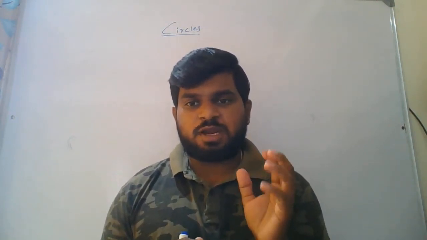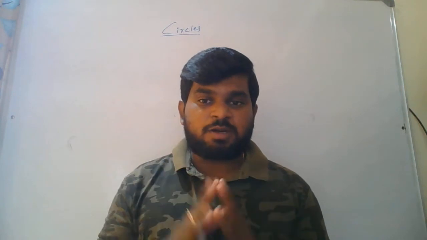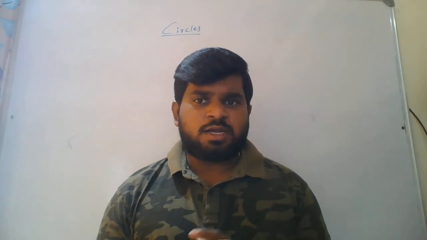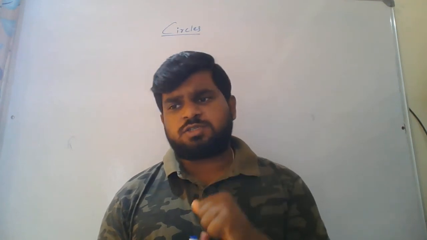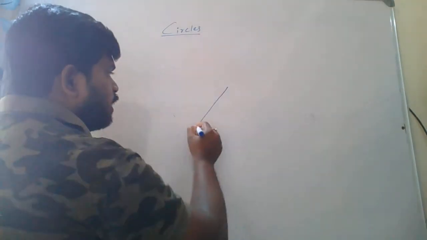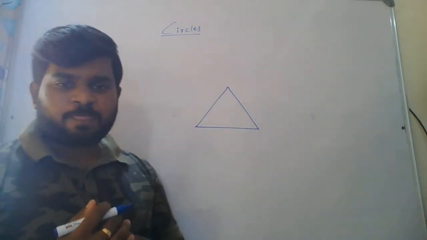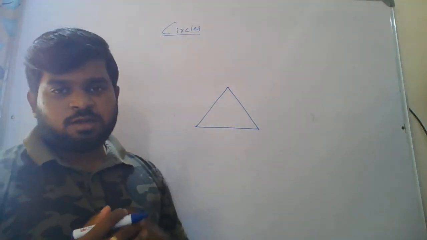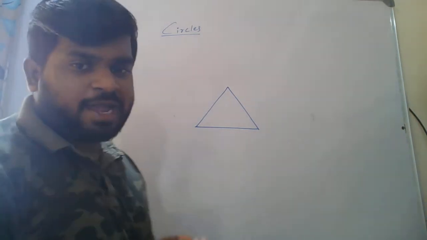Maybe not the exact textbook definition, but you have to give me a definition in such a way that the figure circle should come into your mind. Some of you might say, sir, it is a closed figure, isn't it? Circle is a closed figure. Then can I call this a circle? It is a closed figure, but can I call this a circle? No, this is not a circle. We call it a triangle.